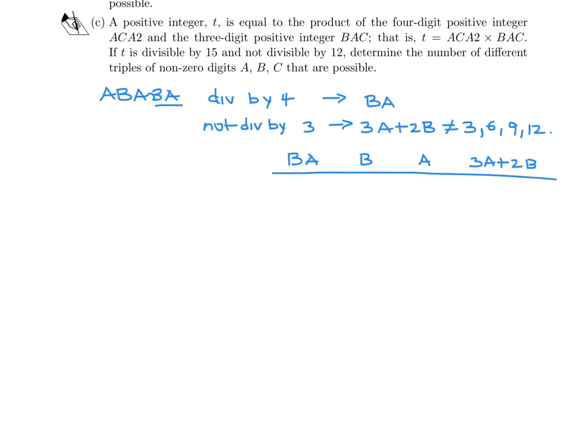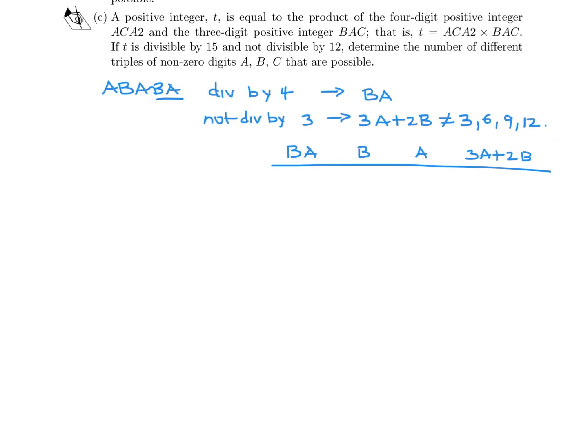First of all, let me immediately put in the numbers that BA could be. Now it's got to be divisible by 4, right? And it has to be at least 12 because these are non-zero digits. So it can't be 4 because I can't put 0, 4. I can't put 0, 8. So 12, 16, and so on.